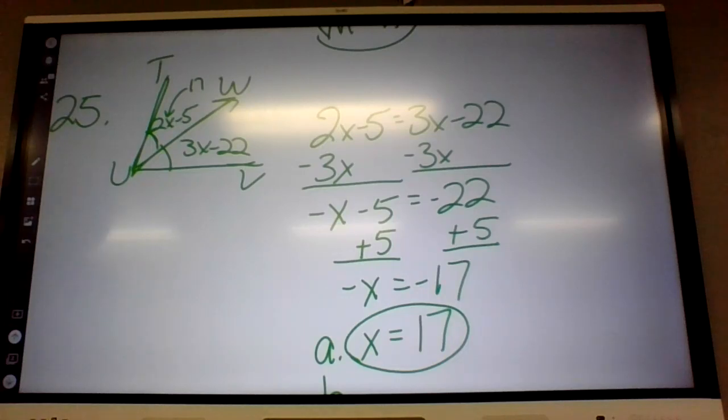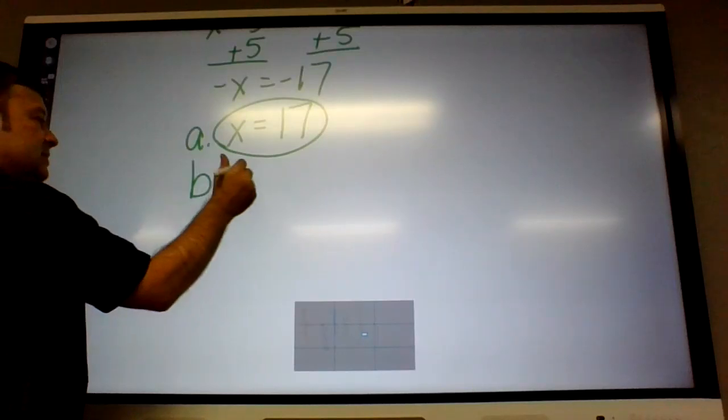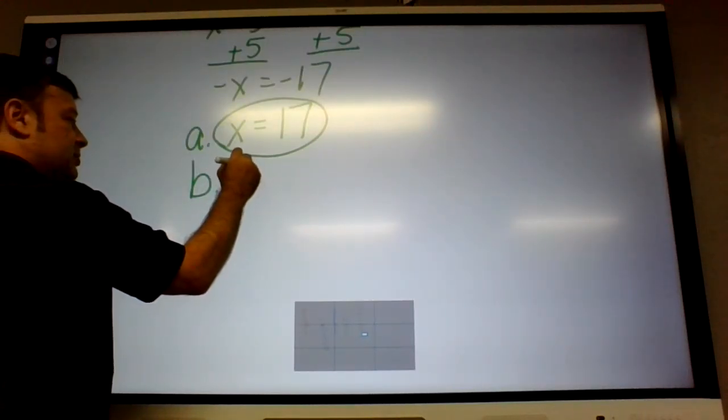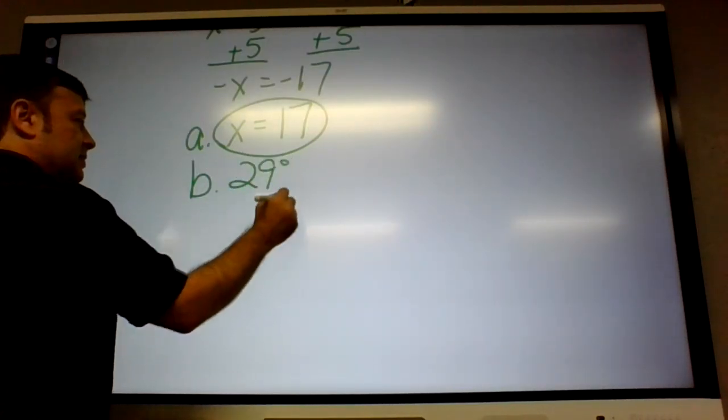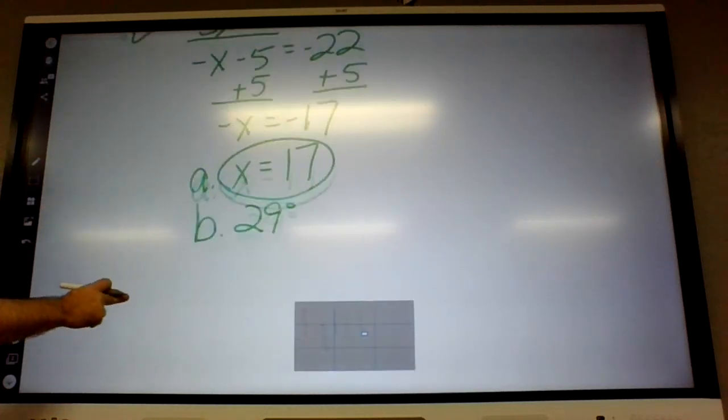So 2 times 17 is 34. 34 minus 5 is 29. Talking about an angle here, so that'd be 29 degrees. What do you think they're going to ask for C?